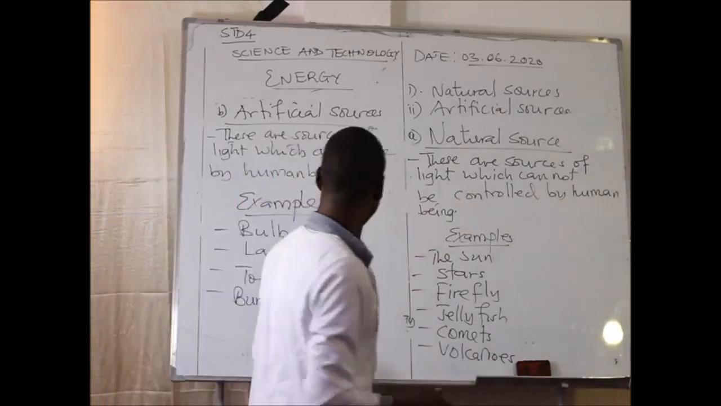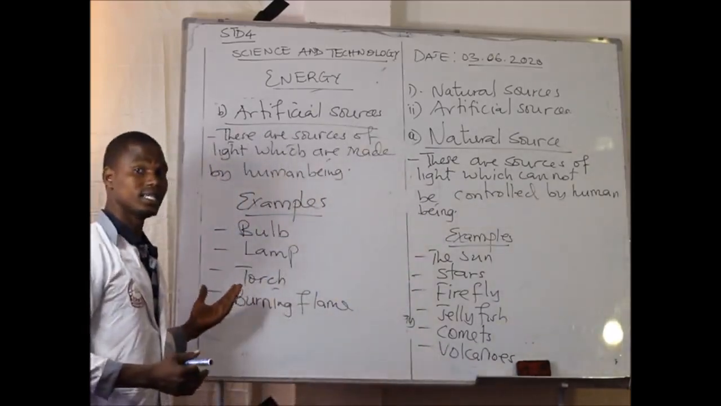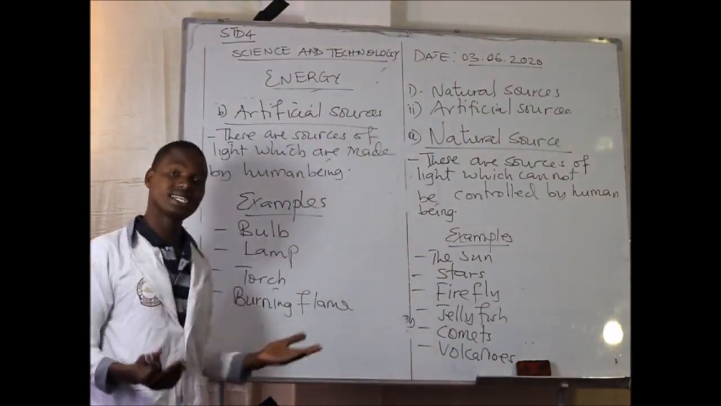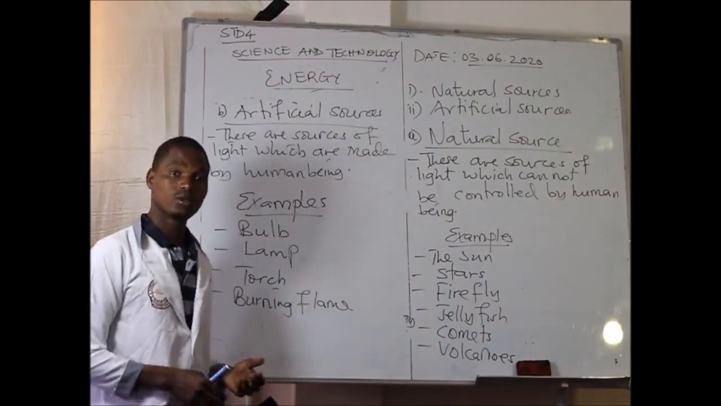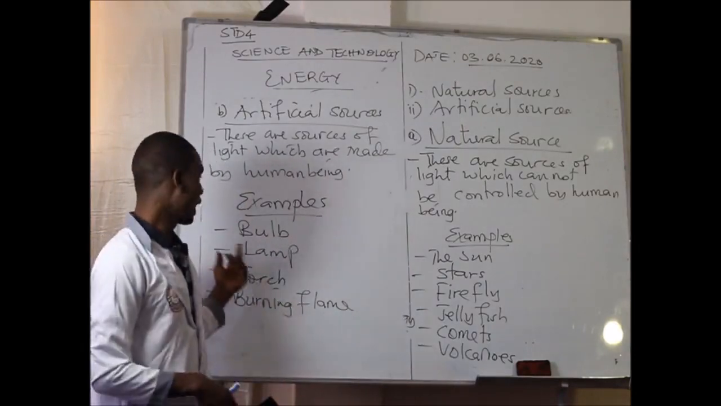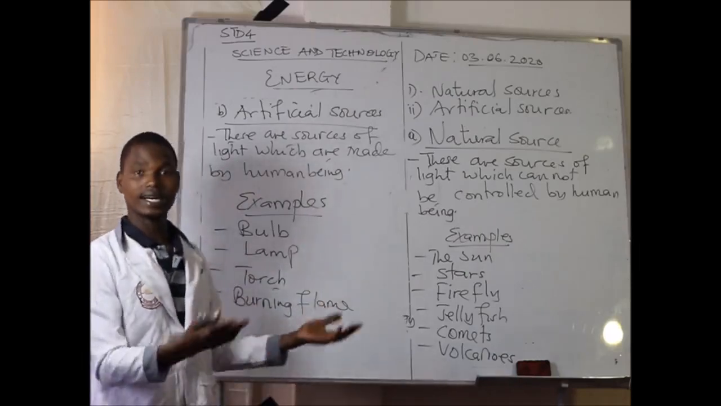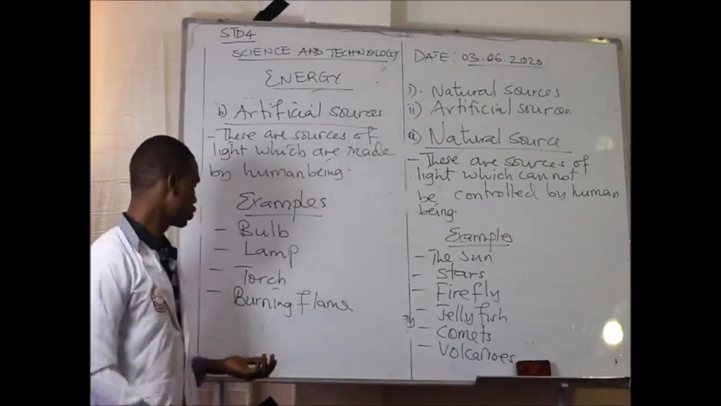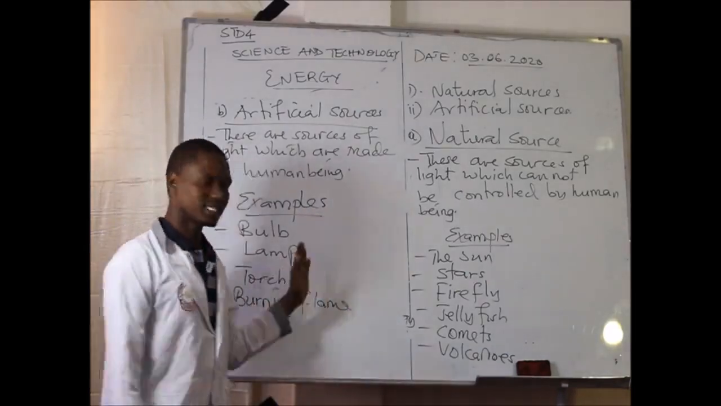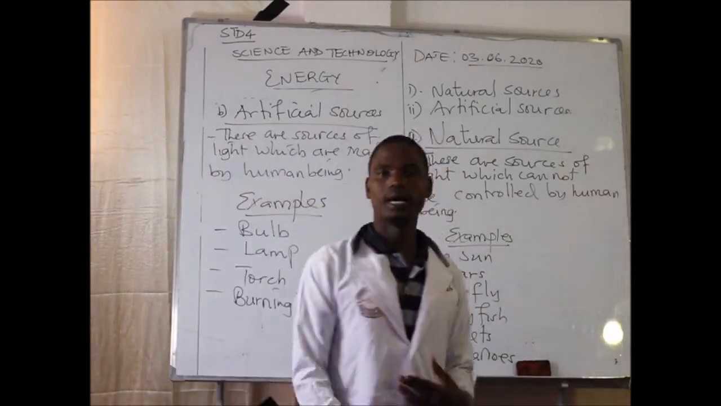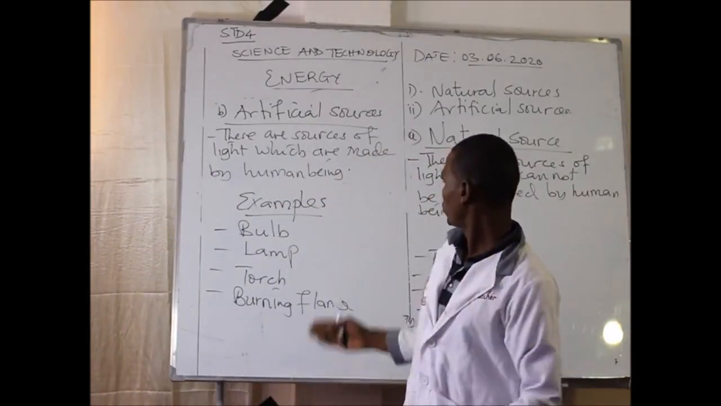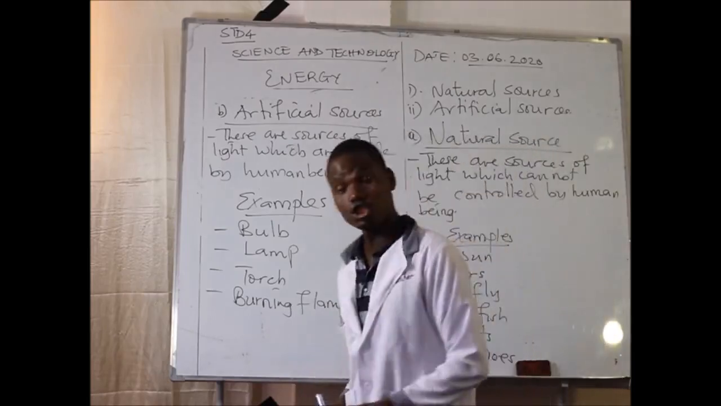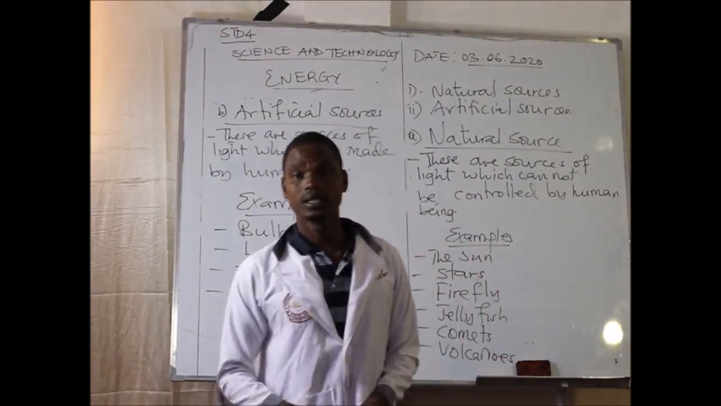These are just few examples, and they are mostly found in our home place. The bulb is there in the house at night or during darkness. We do switch it on. Lamp is there, and in the car we do use car lamps. We have torch. It is known to you. Burning flame. These are just things which are made by human beings. Now, those are just examples of artificial sources of light.